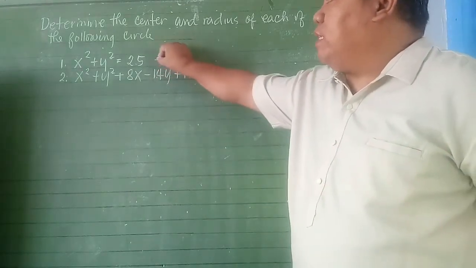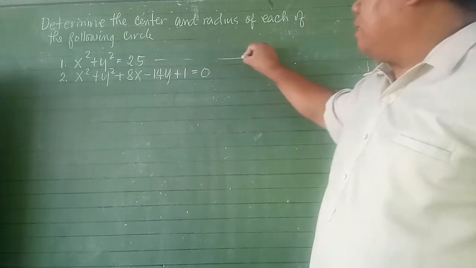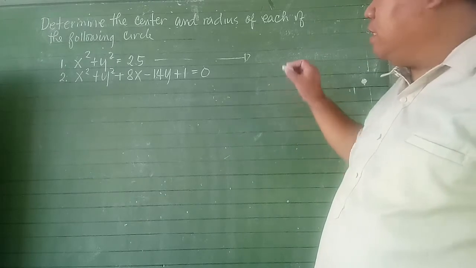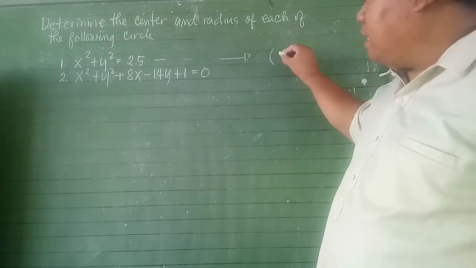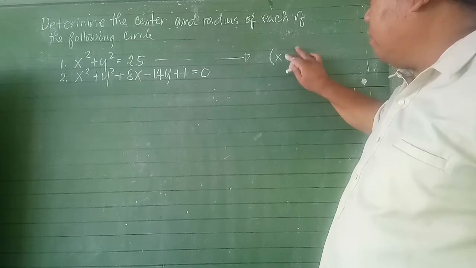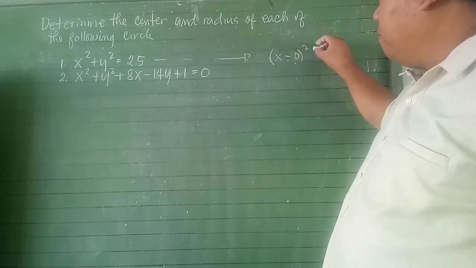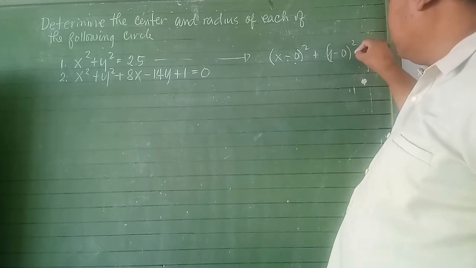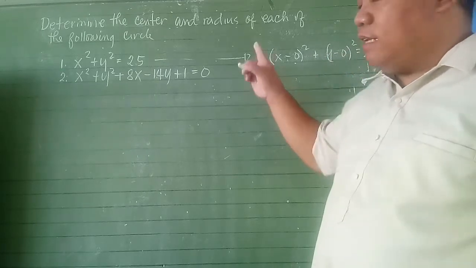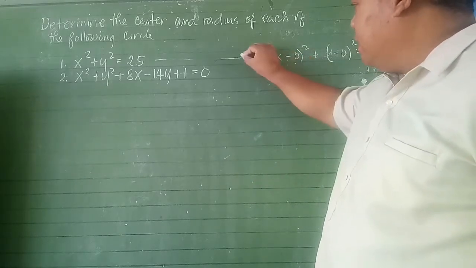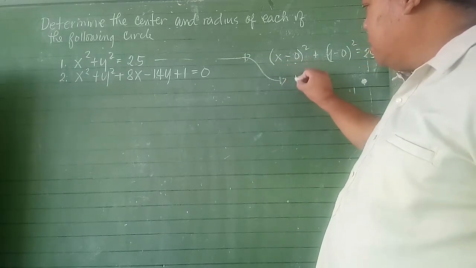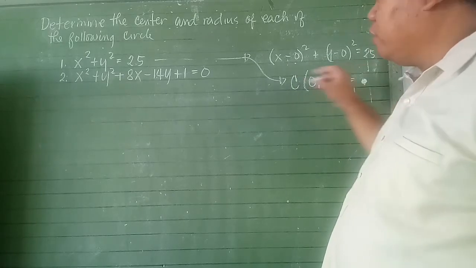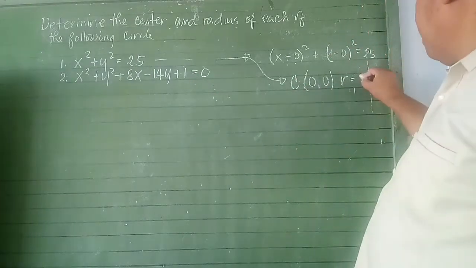In this case, we can say that the center of this circle is at the origin, because if we expand this, we have (x plus 0 or minus 0) squared plus (y minus 0) squared is equal to 25. So we can say that in number 1, the center should be equal to (0, 0), and the radius here is the square root of 25, and that is 5.